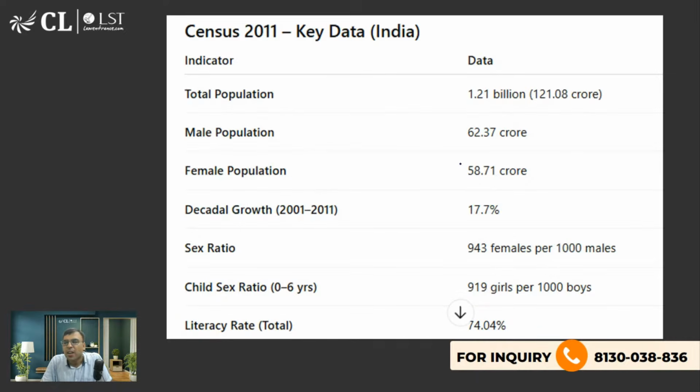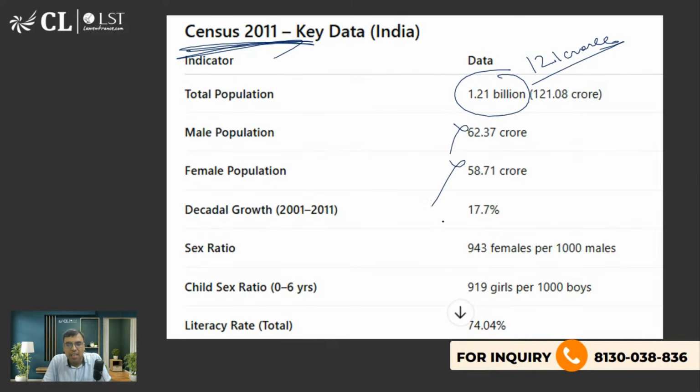Okay, now let's talk about something about the 2011 census, although it is slightly old, but you should know it. 1.21 billion, or 121 crore, right? Okay. The next is male population, you don't need to remember all of this. You can remember this: decadal growth means as compared to 2001, the population growth in 2011 was 17.7%. Okay.